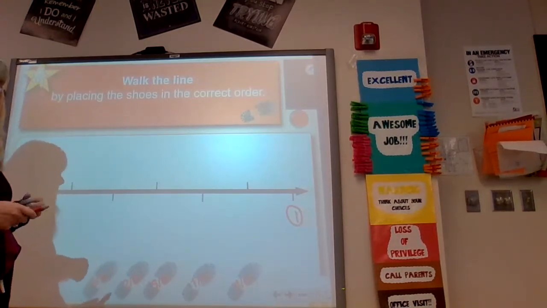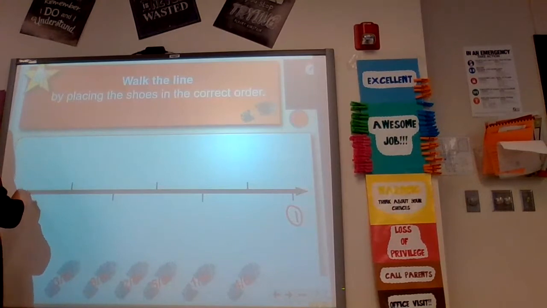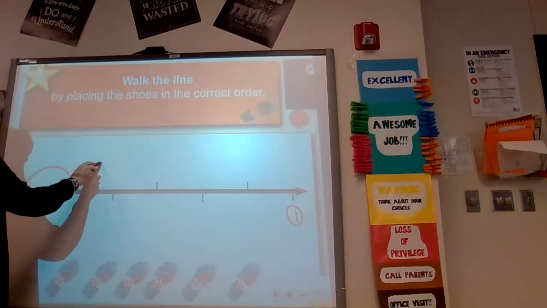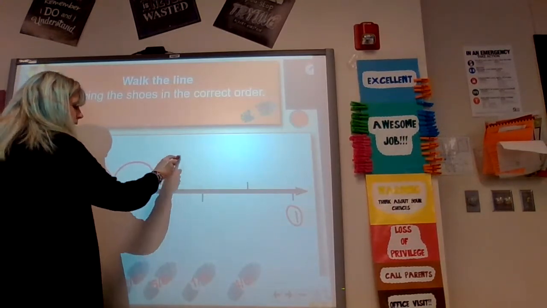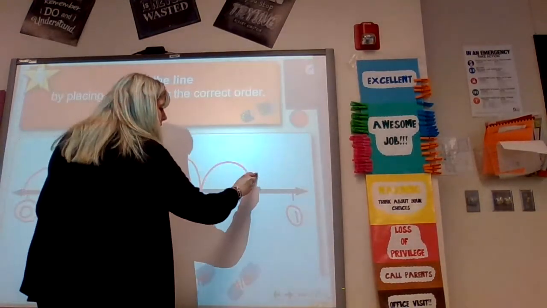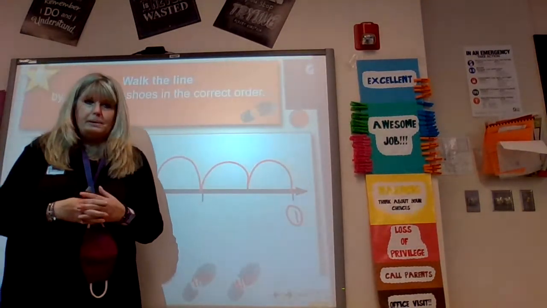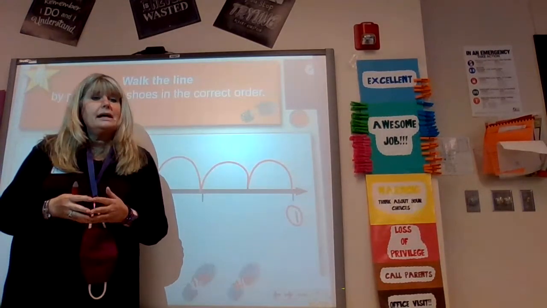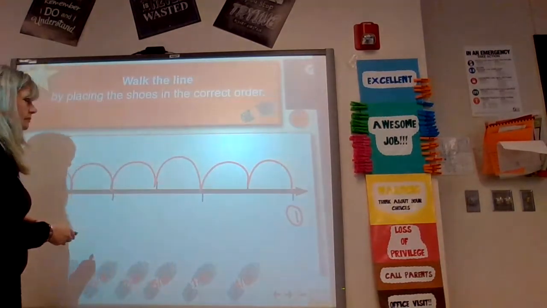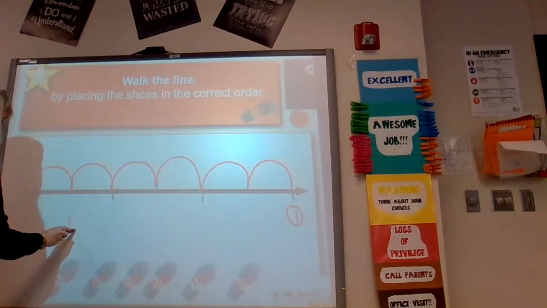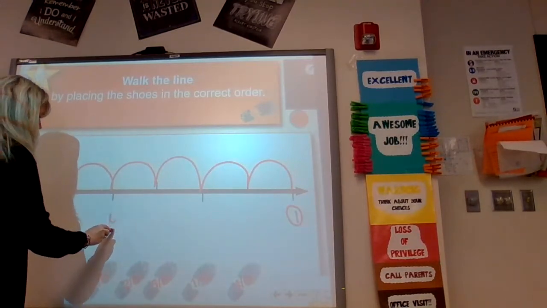Okay, next step is your hops. You've got to know what it's cut into. 1, 2, 3, 4, 5, 6. So this number line is cut into 6 equal pieces, which means it's cut into 6. So my denominator is going to be 6.